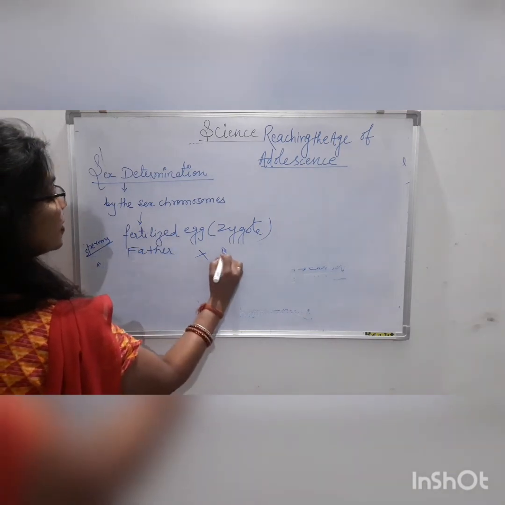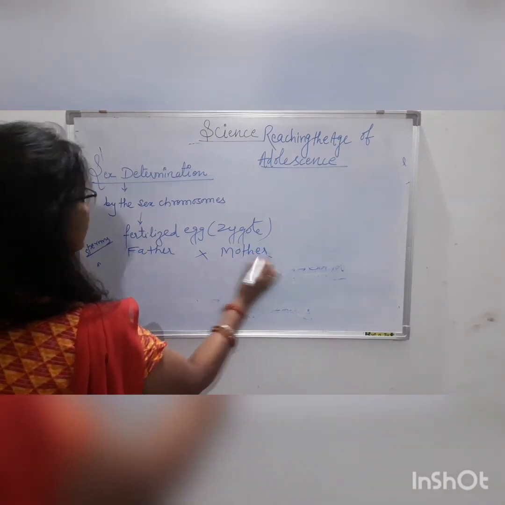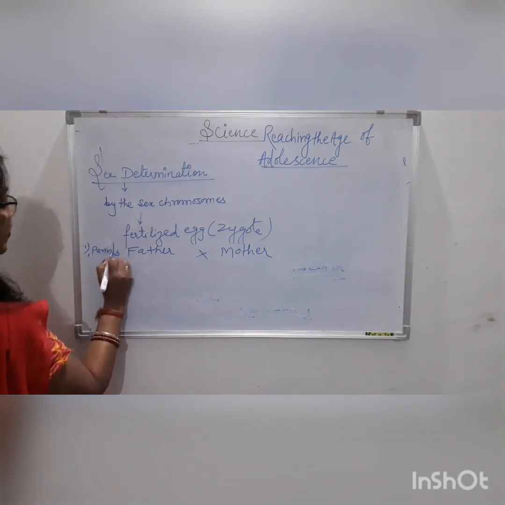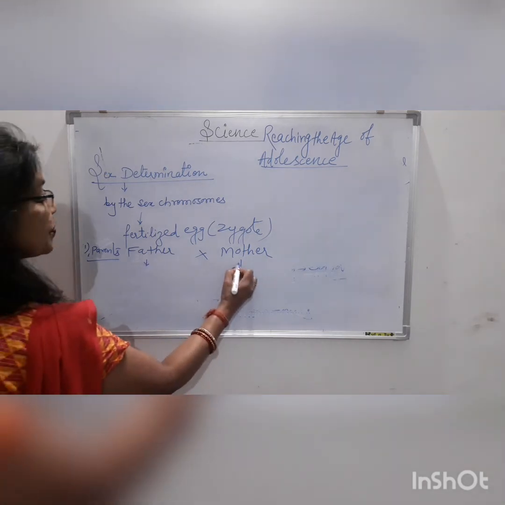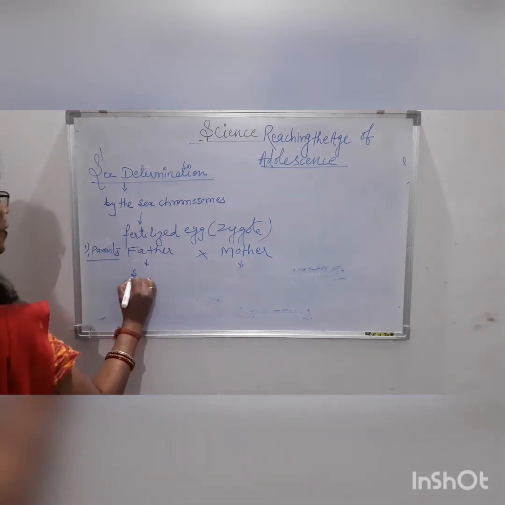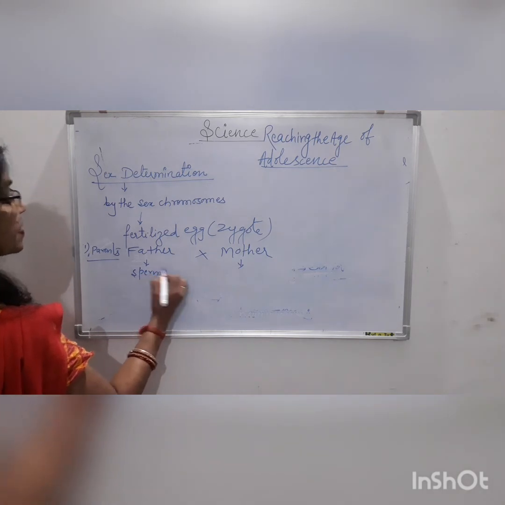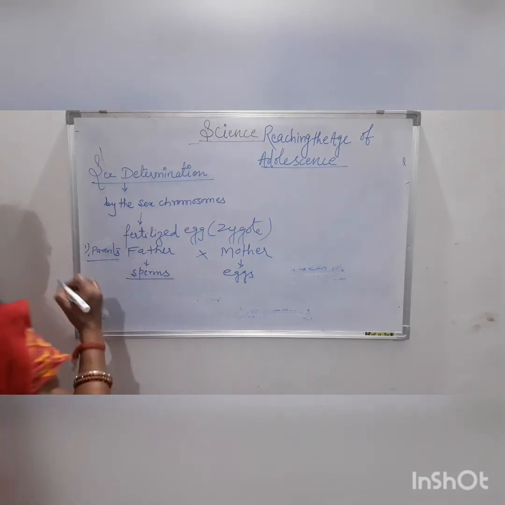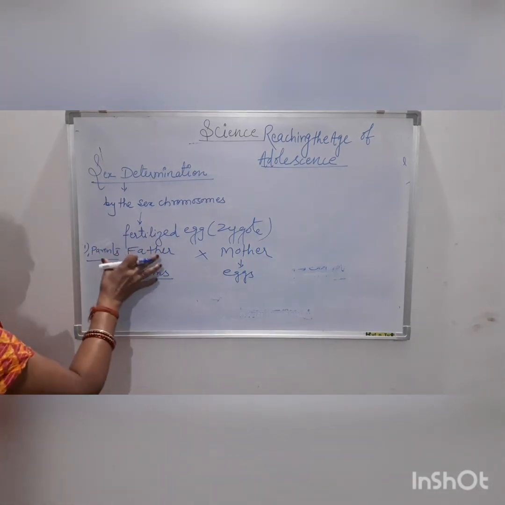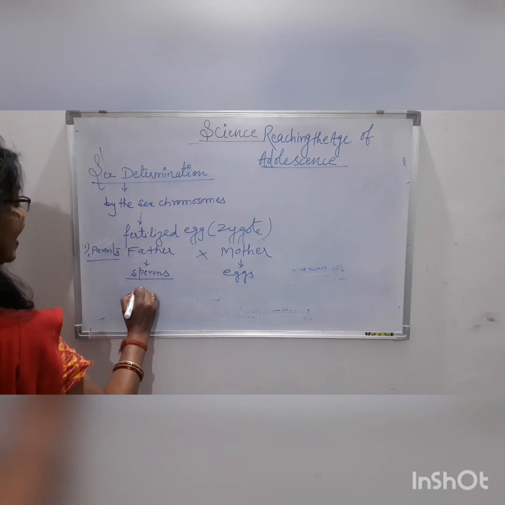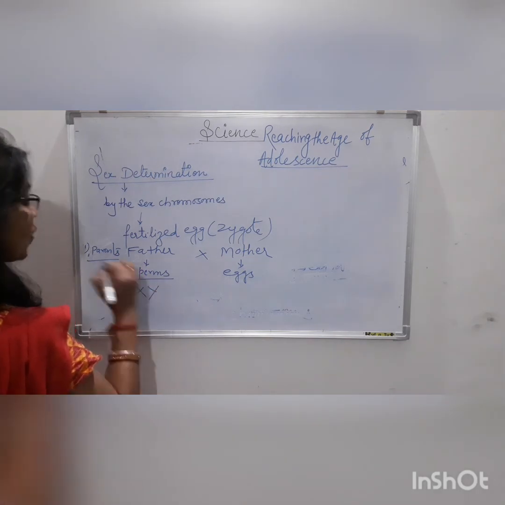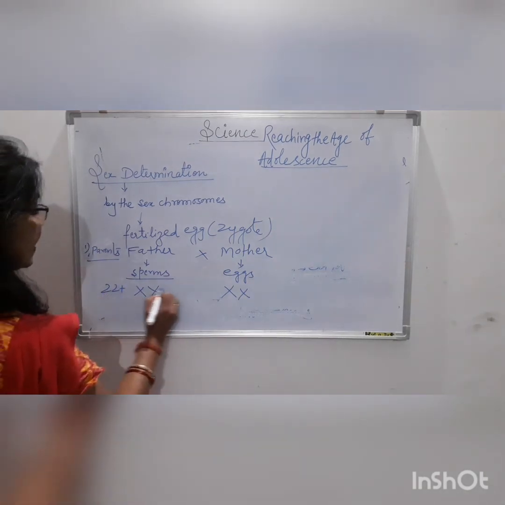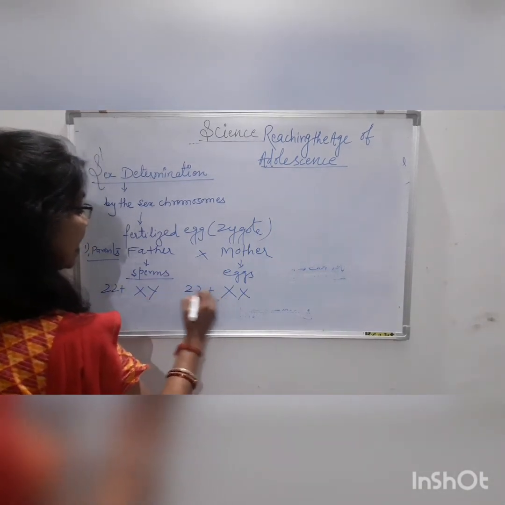Father and mother. These are what? Number one, parents. Okay. Now, the parents are able to produce what? Gametes. Father produces what? Sperms. And the mother produces what? Eggs. And the last pair, which is called the sex chromosomes, in male is what? XY. And here is XX. 22 plus XY, 22 plus XX.